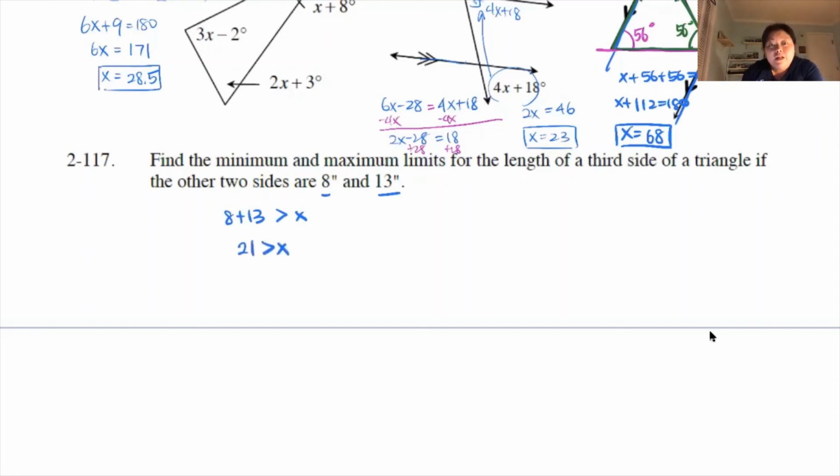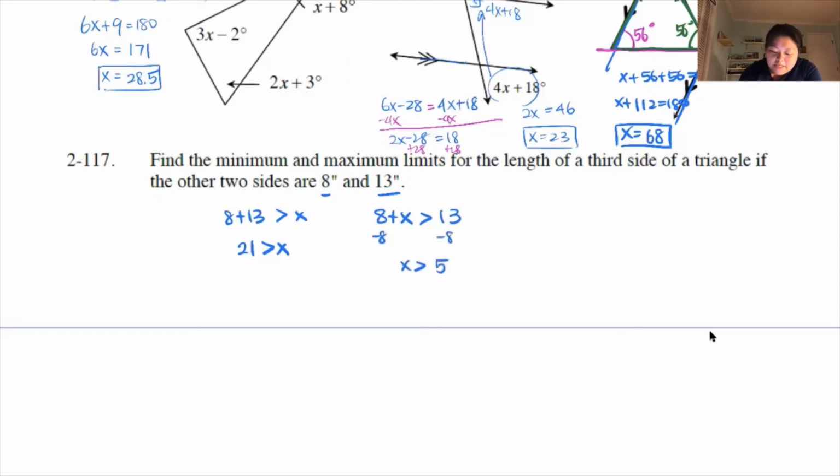Okay. What if that's not the longest side? What if your missing side is not the longest, but it's one of the shorter sides? Then 8 plus that short side must be bigger than the biggest side in what you see here. So the bigger side will be 13 because that's a bigger number here. If you subtract 8, x is greater than 5.